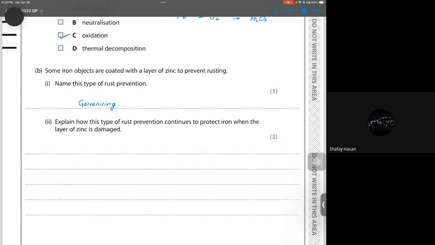Zinc is higher in the reactivity series. If you look at the reactivity series, rather than iron, zinc would be reacting with the incoming substances. So it is going to protect iron. This is of 2 marks.